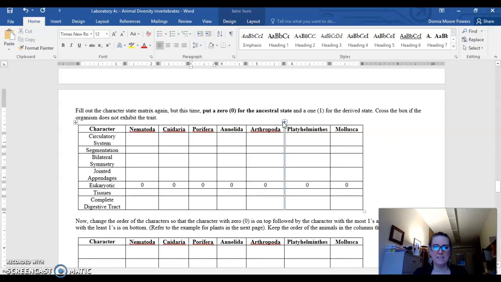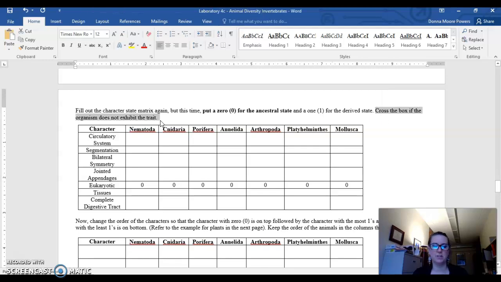Then I think the next easiest thing, it says cross the box if the organism does not exhibit the trait. So really what I'm going to do is replace the nos from that top table. So we're going to replace the nos from the previous yes/no table with an X.